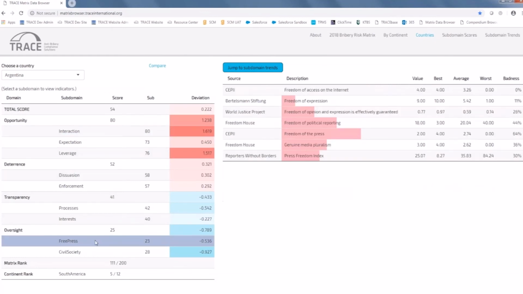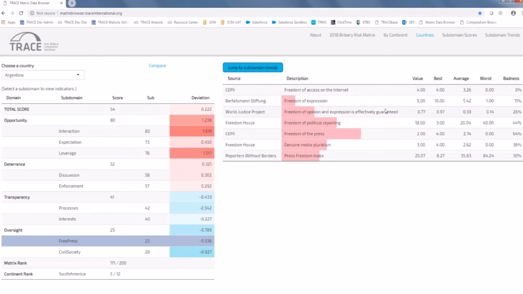Now we can look at other ones too. Free press, you can see, okay, they do better here. Not in every way, and this is important, not every source has the same viewpoint. A lot of these are somewhat subjective. A lot of them are assessments made by experts, but different experts can have different viewpoints. So the Institutional Profiles database gives Argentina a score of 2 out of 4 on freedom of the press, which, you know, the average is 2.74. While the Bertelsmann Transformation Index gives them a 9 out of 10.